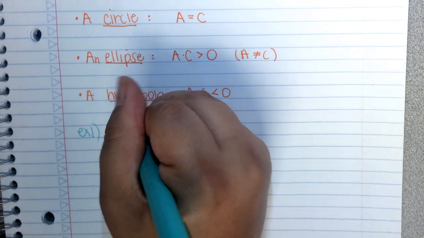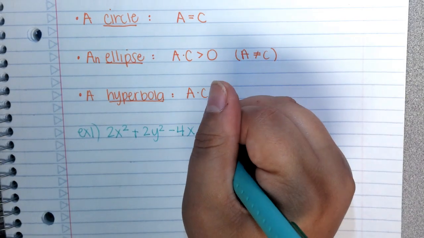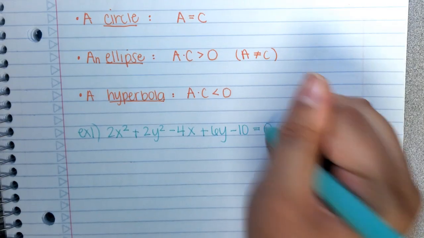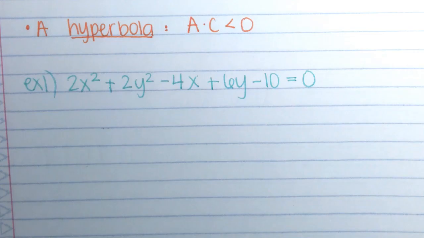Example 1, 2x squared plus 2y squared minus 4x plus 6y minus 10 equals 0. Can y'all see that? Yeah, sorry. You are going to have a quiz over this, yes. 2x squared plus 2y squared minus 4x plus 6y minus 10 equals 0. Which conic is this and why? Why is it a circle?